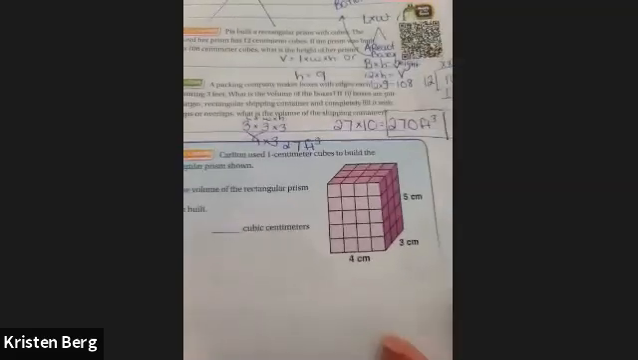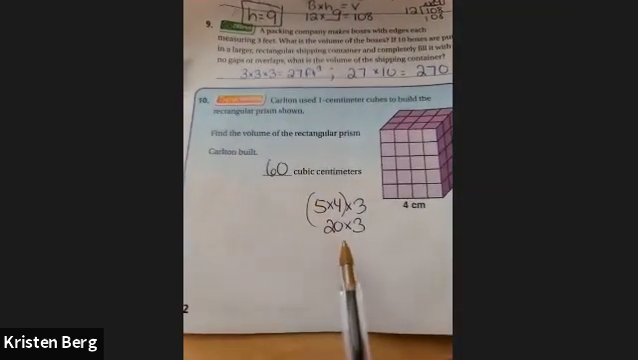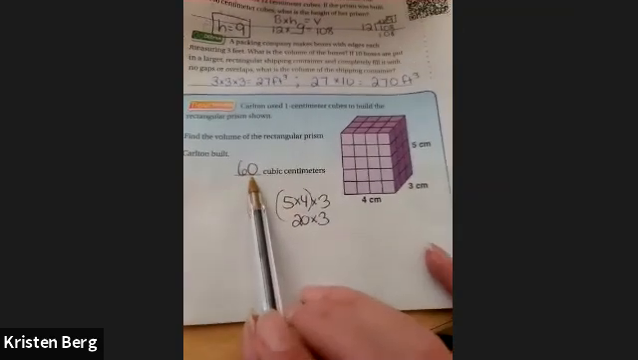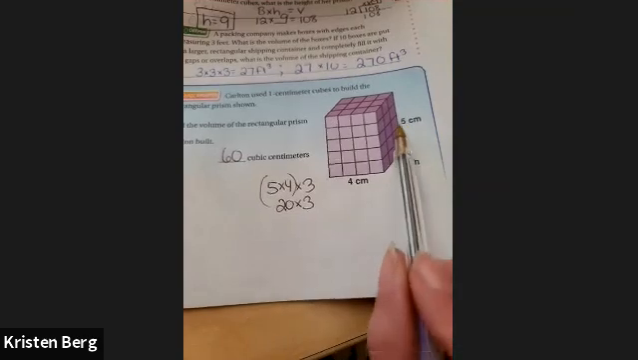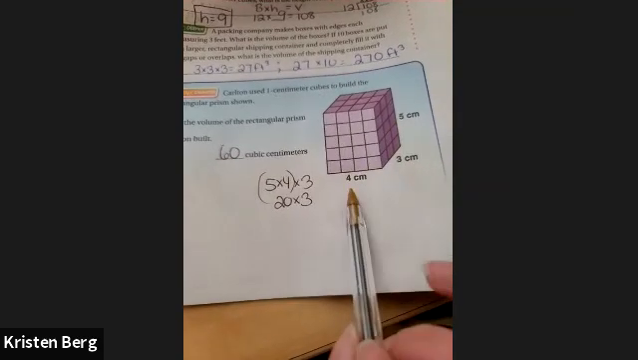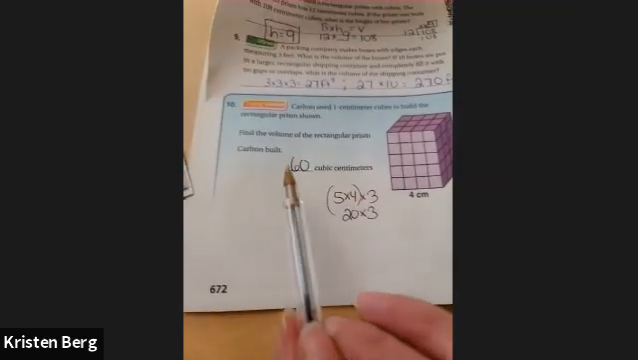All right, now I want you to try number 10 on your own. So please pause this and try it on your own. All right, so if you paused it, you should have come out to be 60. It did not matter which way you did it. I thought it was easier to multiply 4 times 5 first, so that's why I switched it around. So then I still got 60.